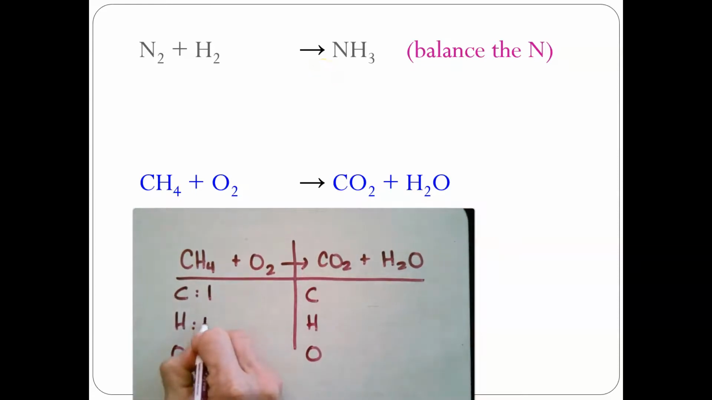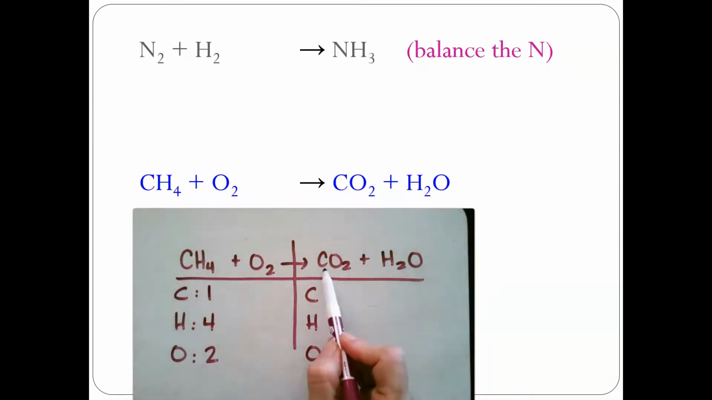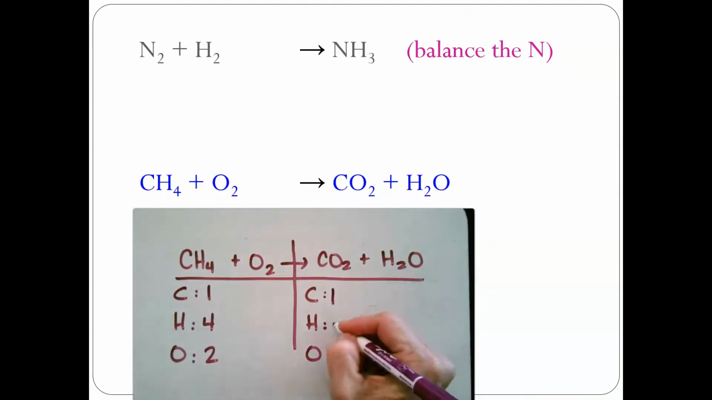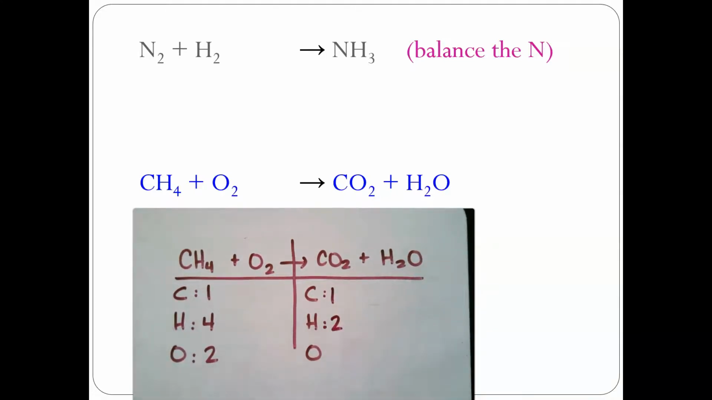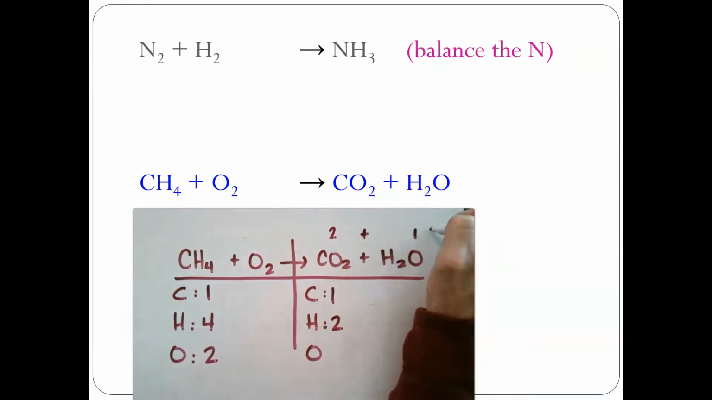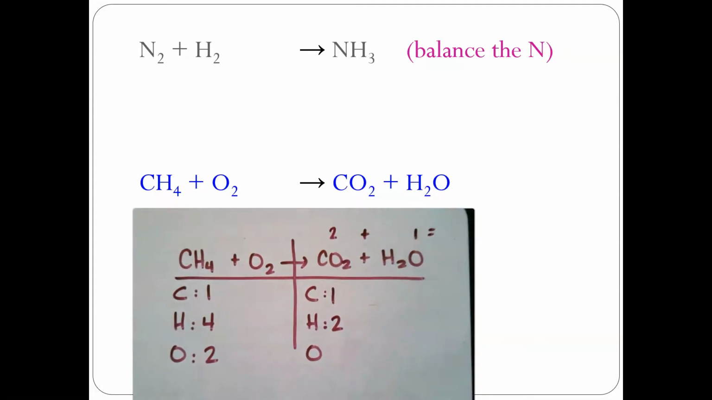1 carbon, 4 hydrogens, 2 oxygens on the left. Now, the right-hand side is a little bit more tricky. 1 carbon, that's easy. 2 hydrogens, still easy. The tricky part here is our oxygens. We have 2 plus 1 oxygens, right? We have this plus sign in between. So that means that I have 3 total oxygens here.